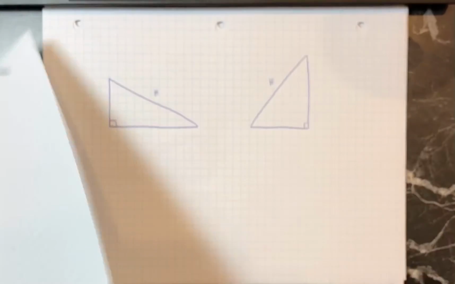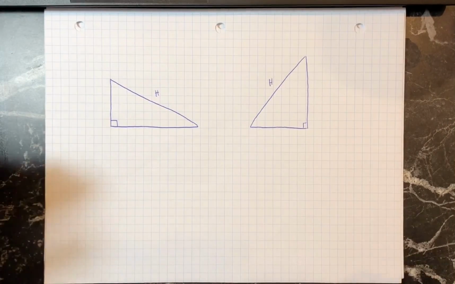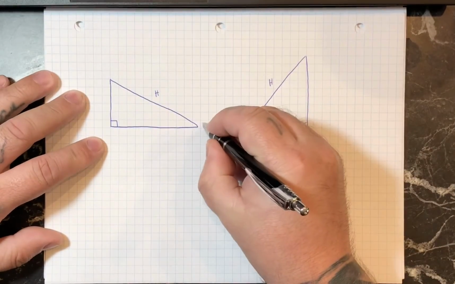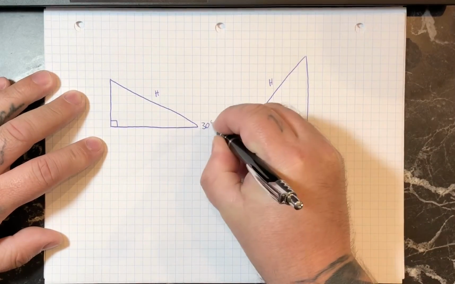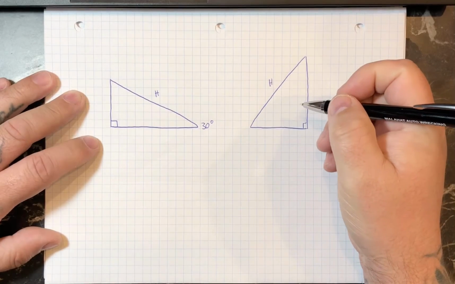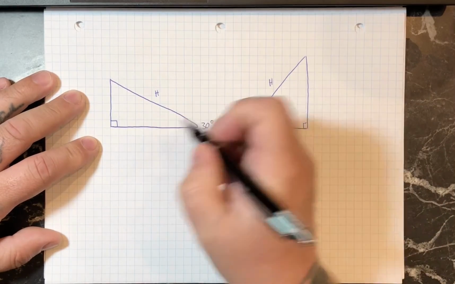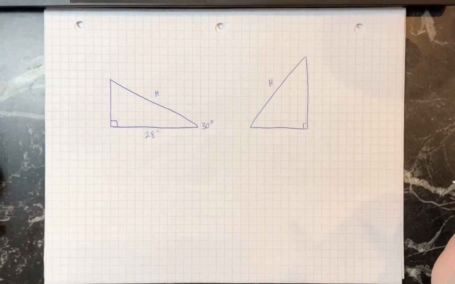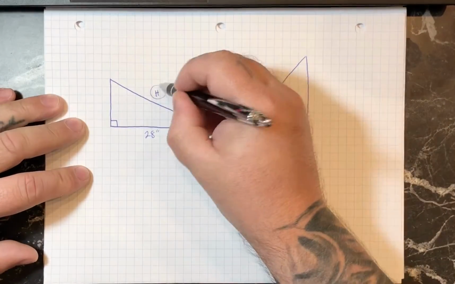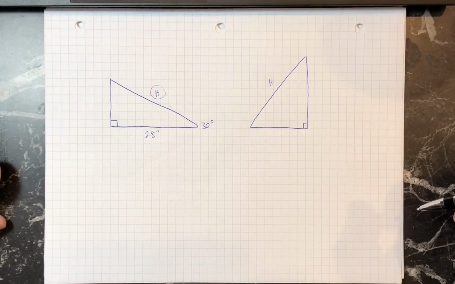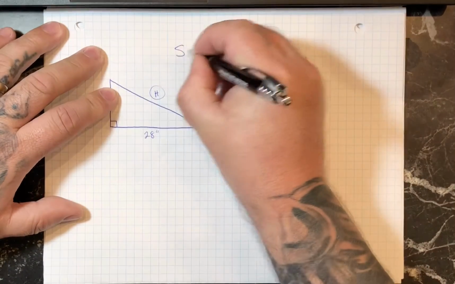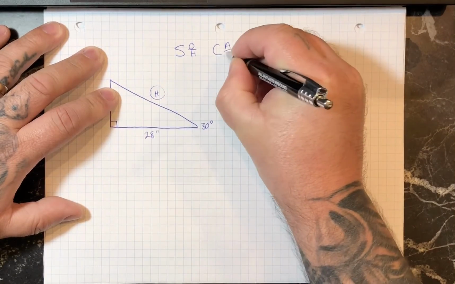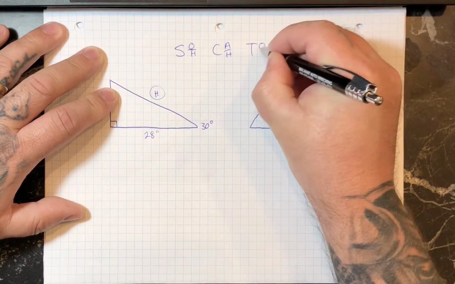Okay, so I made a couple of triangles here, so we'll do some examples. So let's say this is a 30 degree angle, and this is 28 inches, just out of nowhere. And let's say we're looking for the hypotenuse, right? So I'm going to write the SOH CAH TOA on here again too.